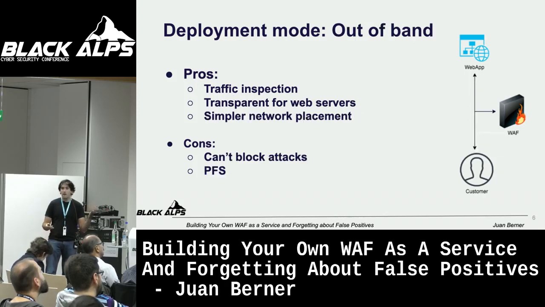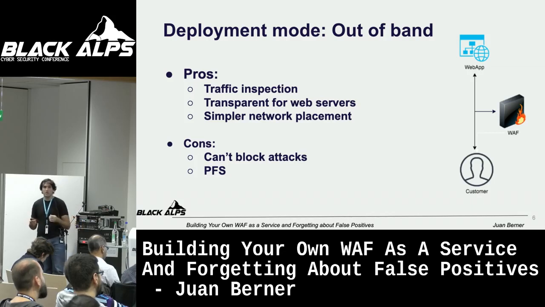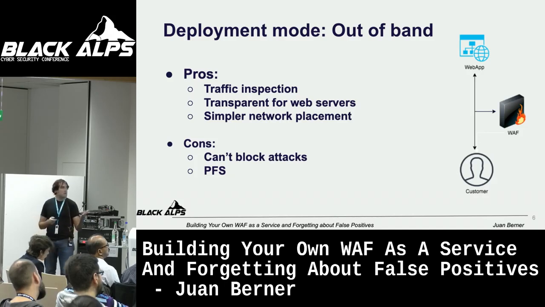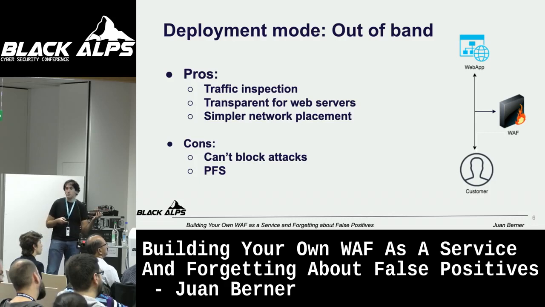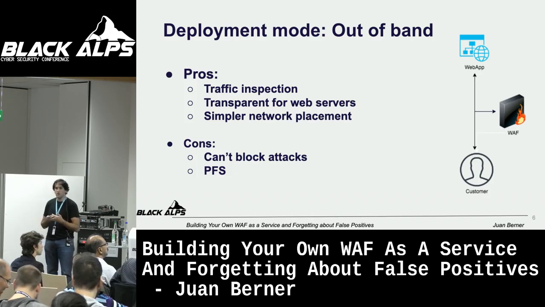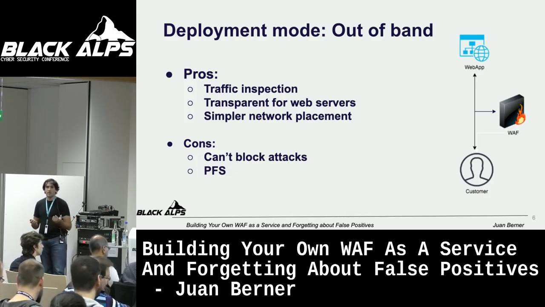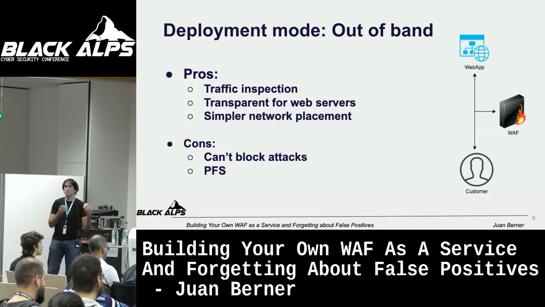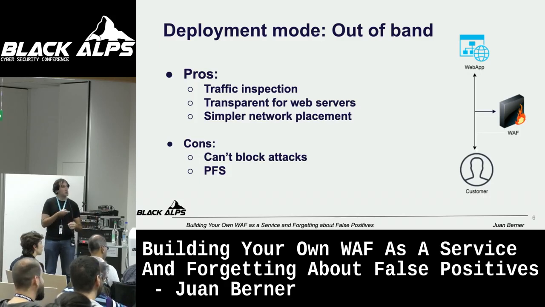Then you have the out-of-band deployment model, which means that you can no longer block attacks, but it's very simple for you to place a tap on your network and start copying the traffic. But of course you cannot block attacks, and with encryption and other different ways of implementing transport security, it's becoming harder and harder for you to actually be able to inspect the traffic that happens between the web application and the customer.